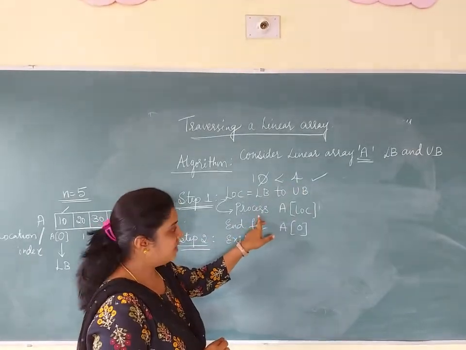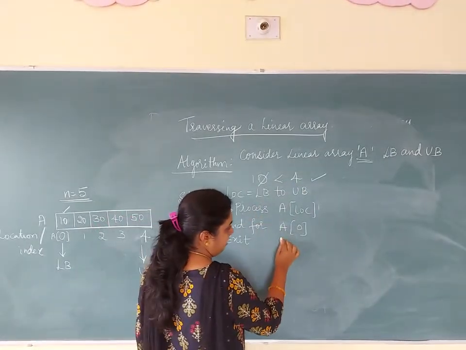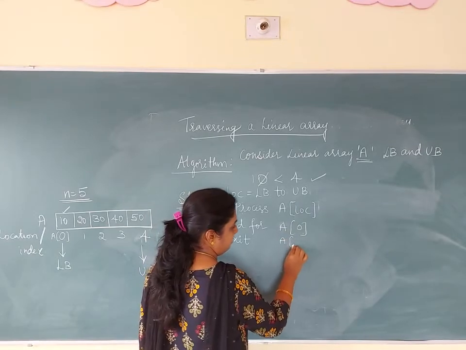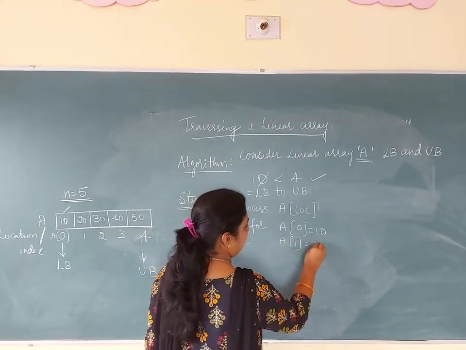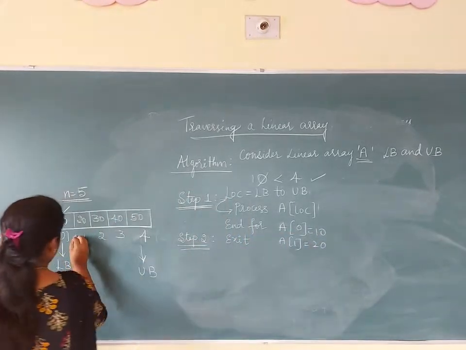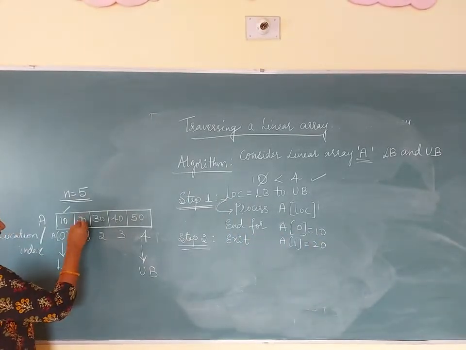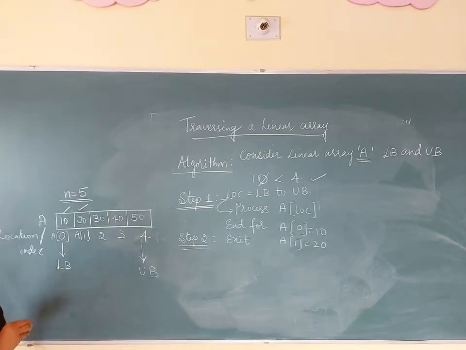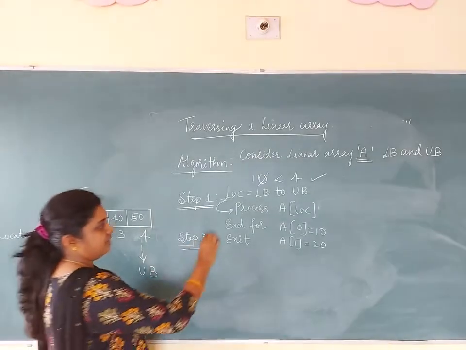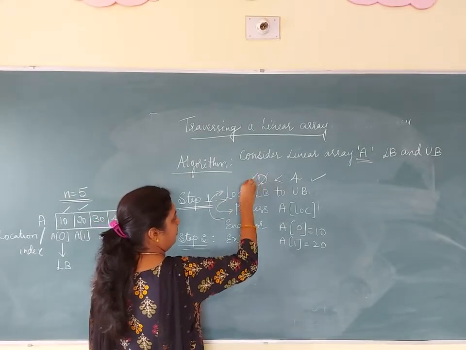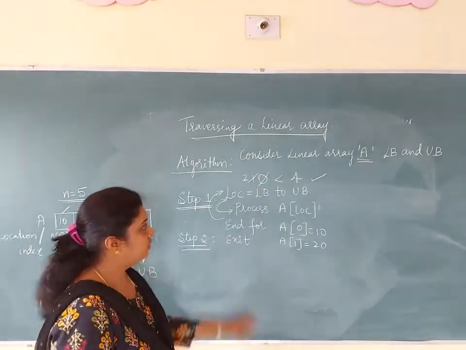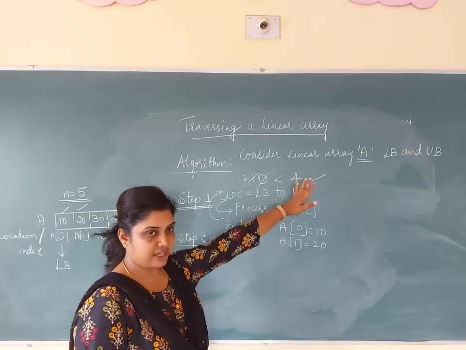It will come here, and now A of 1. In A of 1 we are having 20. See, this is my A of 1. I have accessed this one time. Again it will come to the for loop. 1 will be incremented to 2. 2 is less than 4. Yes, the condition is true.